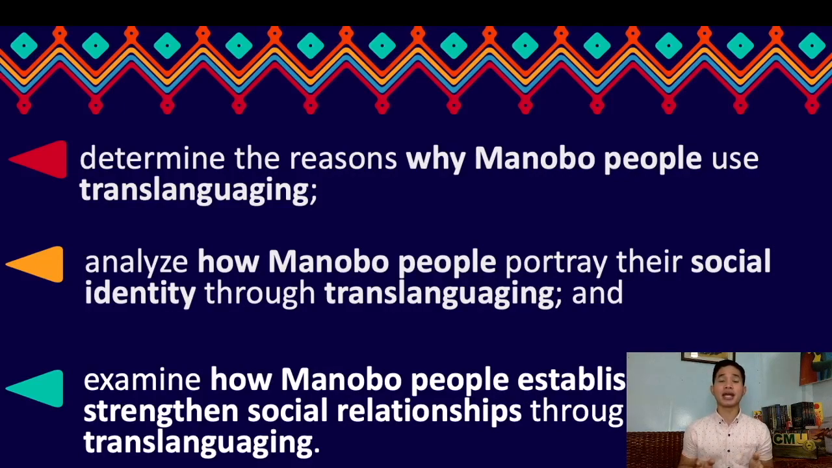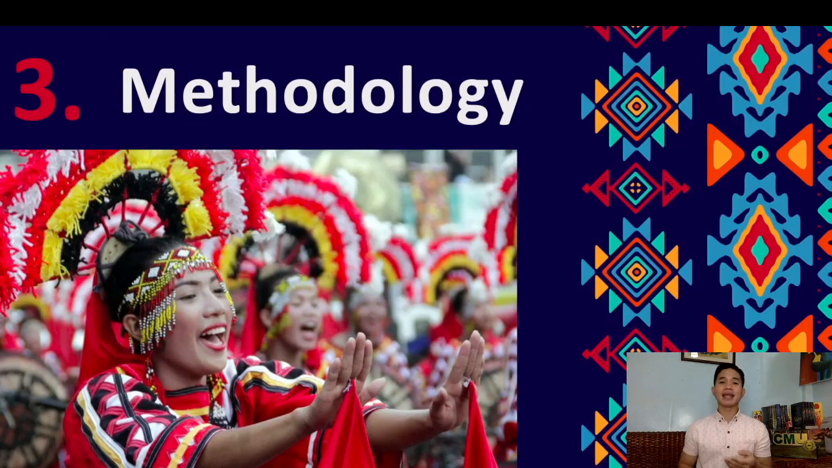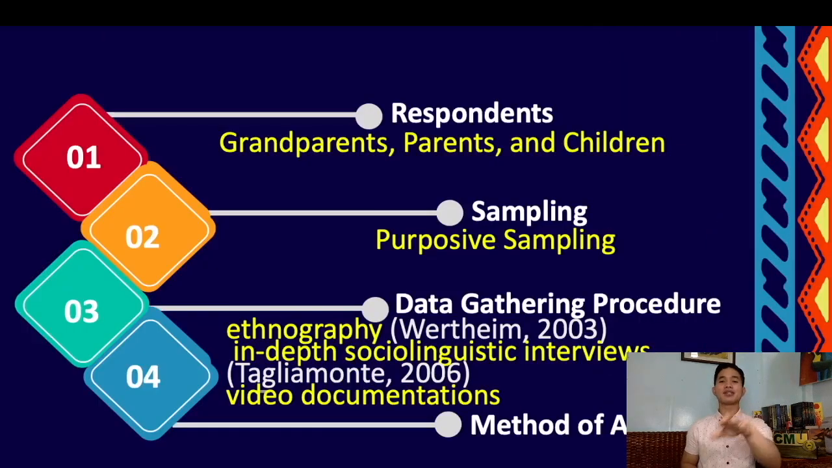What you can do here is bolden the relevant words. For example, I bolded the why, manageable people, translanguaging, social identity, social relationships. Those are a few of the significant information that the audience should know. Alright, next, methodology, respondents, sampling, data gathering procedure, method of analysis.